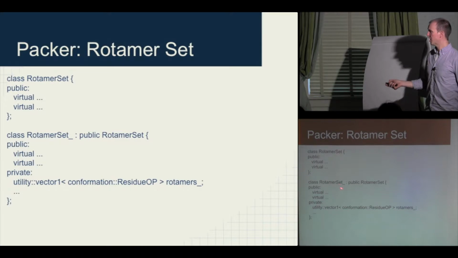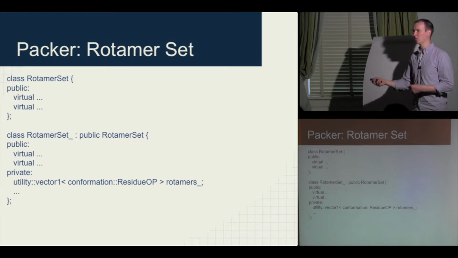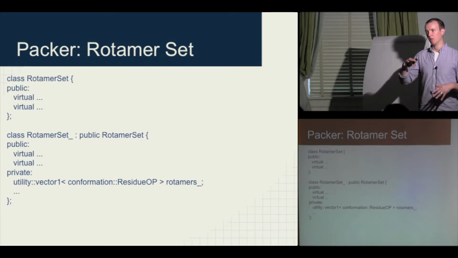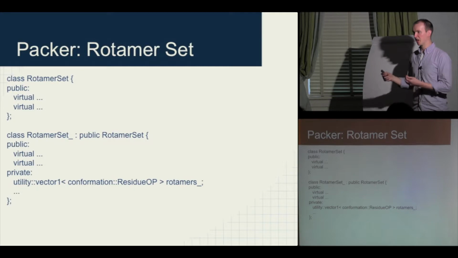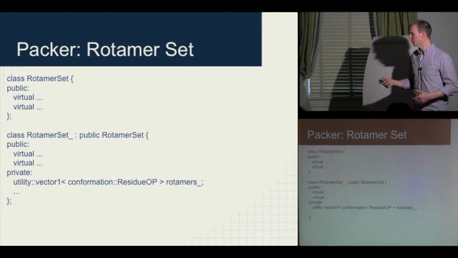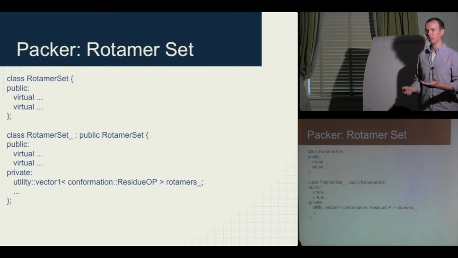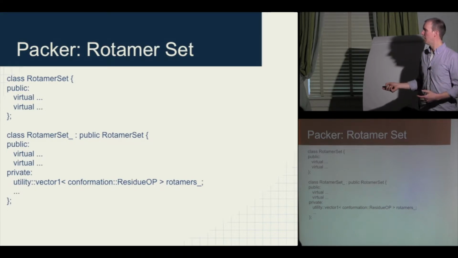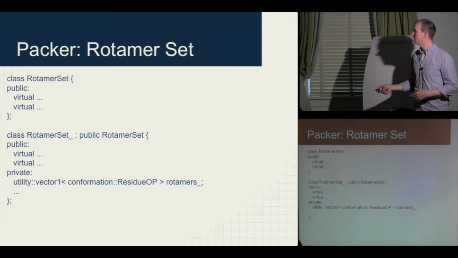Okay, so rotamer set represents all of the rotamers for a single position, and it does so by holding a vector of residue ops. Each rotamer is represented by an instance of class residue. Class residue, I'll remind you, has the conformation of a single residue. It's got the XYZ coordinates for each of the atoms, and it's got a pointer back to the abstract chemical information that's held in class residue type. So you can ask a residue how many atoms it has, and that's stored in the residue type object. And you can ask the residue for the coordinates of particular atoms, and that's held in the residue object.